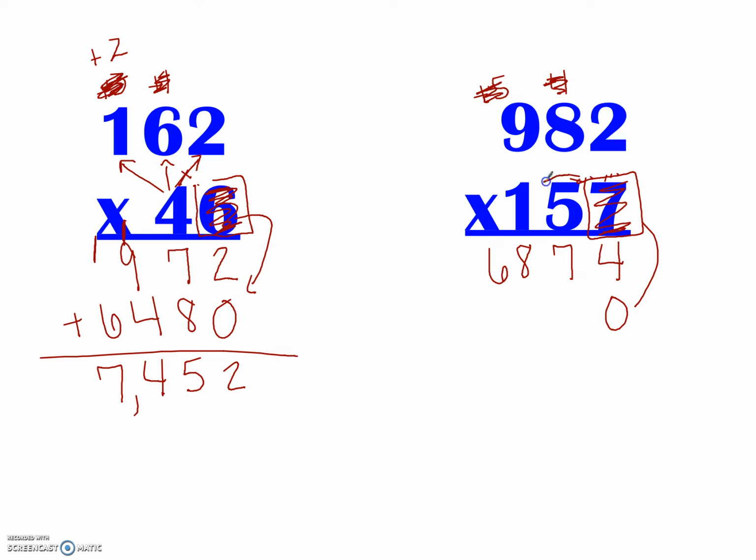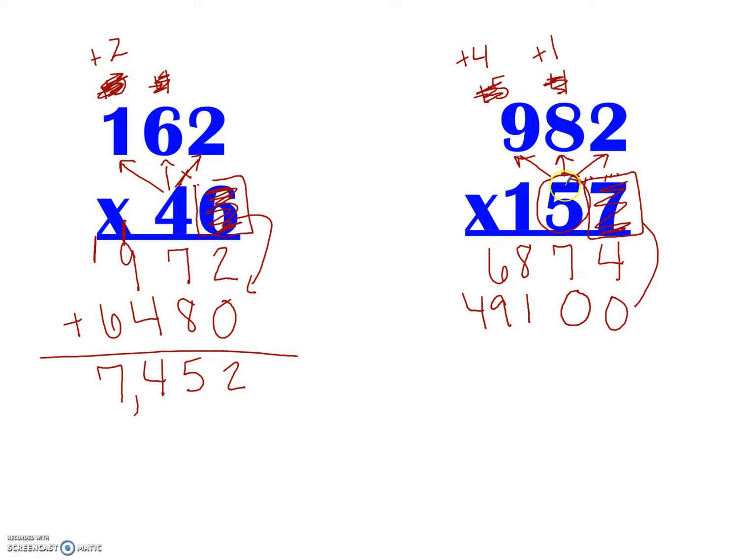Now we're going to focus on the 5. We have to distribute to the 1s, then the 10s, then the 9. So 5 times 2 is 10. So you put your 1's value here. You're going to carry your 10's value. 5 times 8 is 40. Add our 1. So our 1's place is 41. We're going to carry the 4. 5 times 9 is 45. Add our 4. So we get 49.